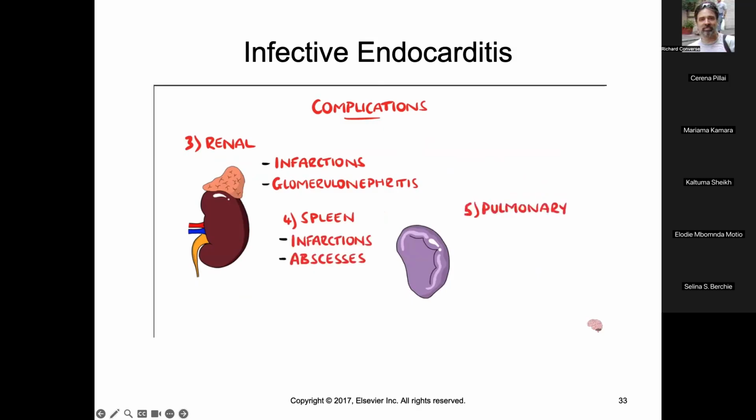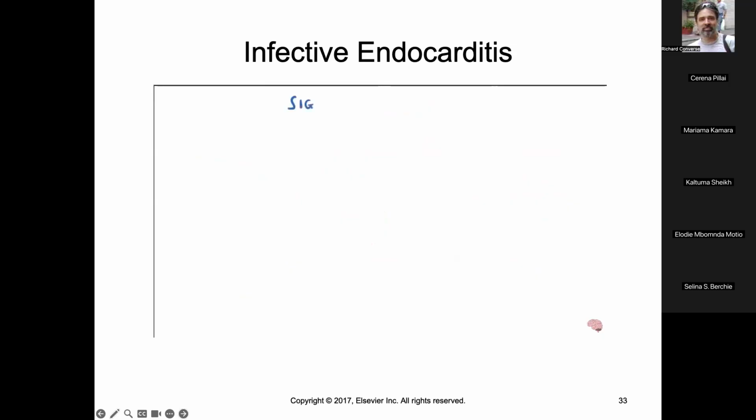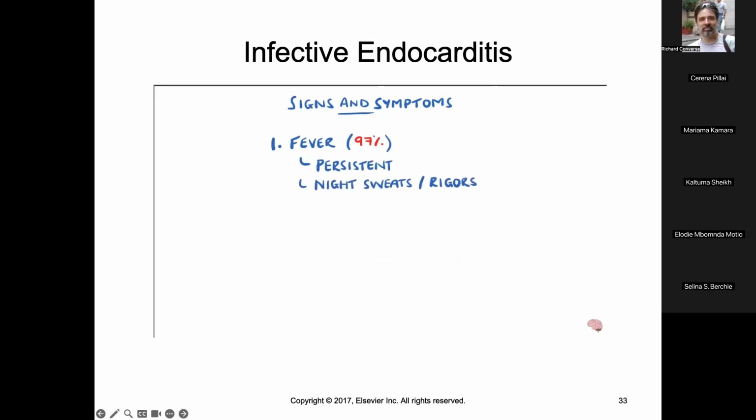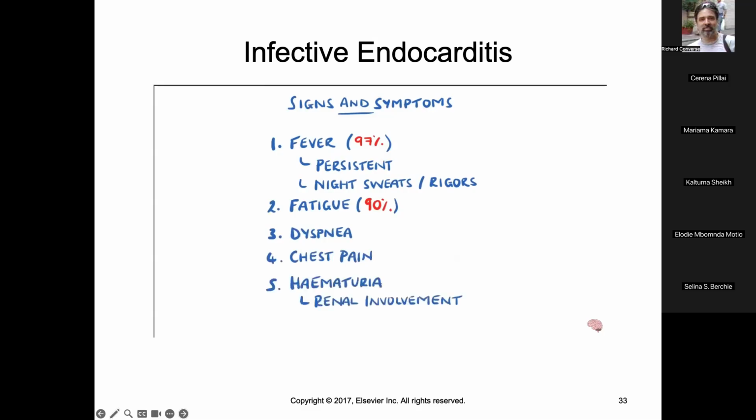If the emboli go into the pulmonary circulation, such as when the tricuspid valve is affected, this can lead to septic pulmonary embolism. Fever is present in 97% of people, often being persistent with no obvious other cause, and may be associated with rigors or night sweats. Fatigue is common, and patients may also complain of dyspnea or shortness of breath on exertion, and chest pain in some cases. Hematuria is also possible if there is renal involvement.